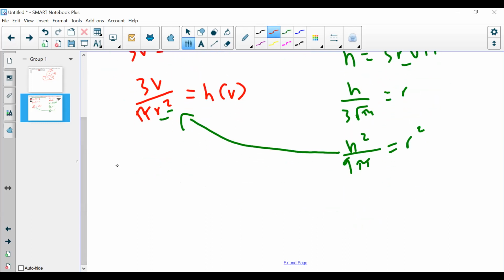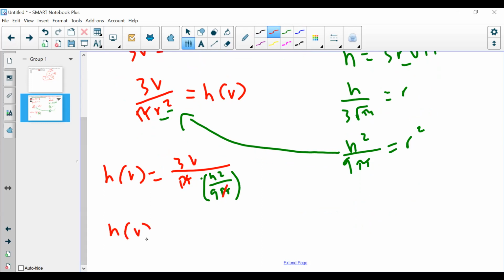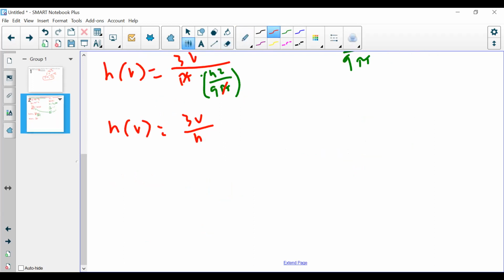So let's go back to red. h of v will equal 3v divided by pi times h squared divided by 9 pi. And then from here, I can see that this pi and this pi cancel each other out, and I have h of v equals 3v divided by h squared divided by 9. And that is the same thing as 3v divided by h squared over 9.